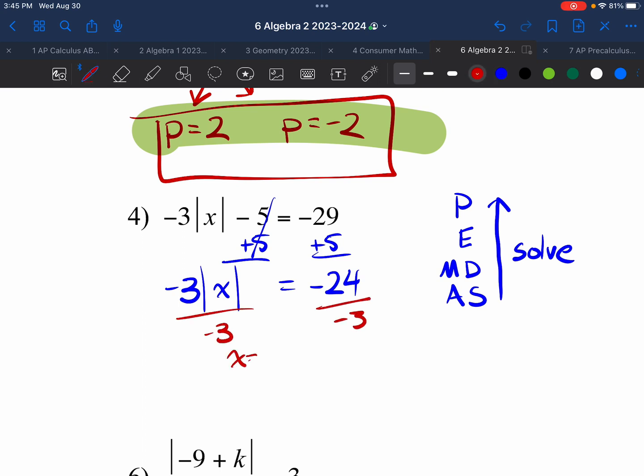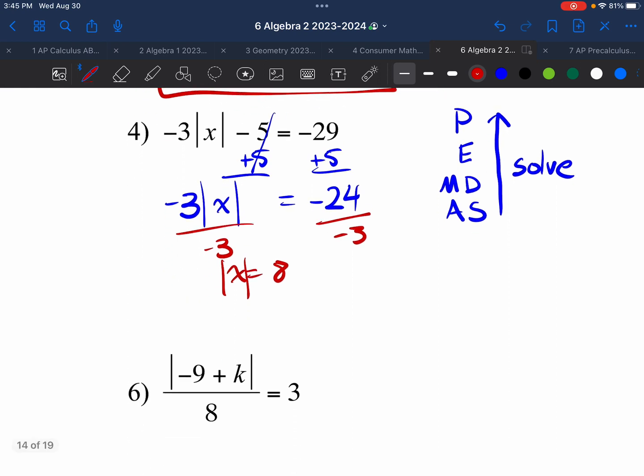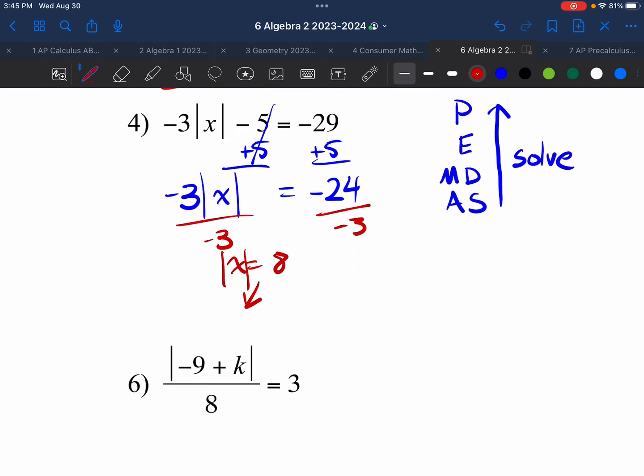And now the absolute value of x is equal to a negative divided by negative is a positive. 24 divided by 3 is an 8. And don't forget your absolute value sign like I just did. Once we have that, we need to undo the absolute value sign by splitting it into two separate equations. One of them is x is equal to 8. The other one is x is equal to negative 8. I should have an equal sign in there somewhere. x equals negative 8. Those are my two answers.